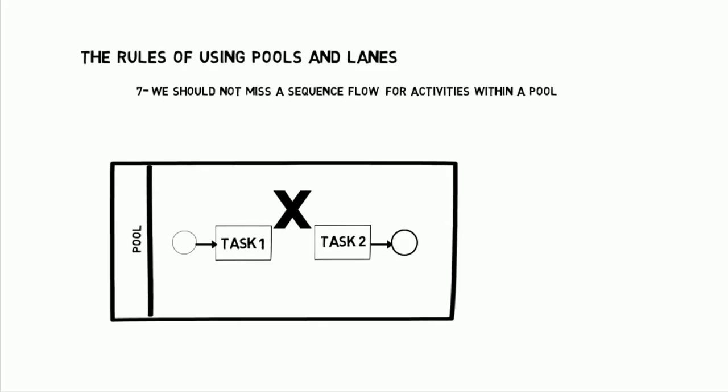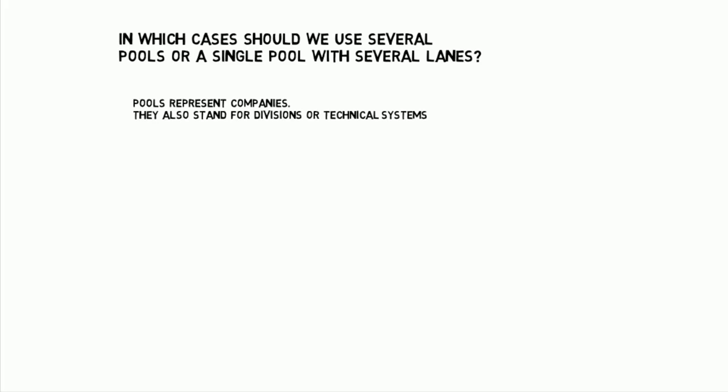After explaining the rules, we will try to answer the last question in this video, which is, in which cases should a modeler use several pools and message flows? On the other hand, which cases are better represented by a single pool and several lanes? It's obvious that collaboration diagrams are useful for modeling the interactions of several companies. However, pool need not necessarily represent companies. Instead, they can also stand for divisions or technical systems.